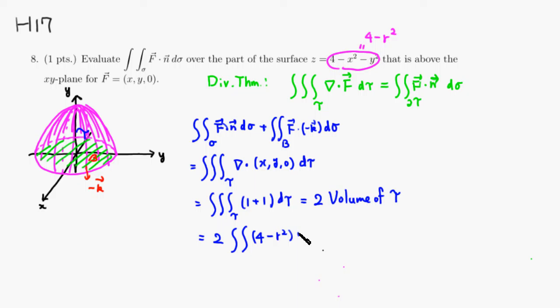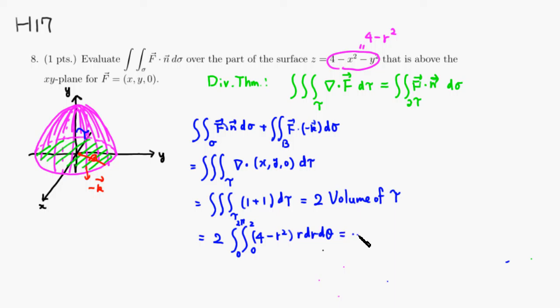So 4 minus r squared, and then r dr d theta. For fixed theta, r goes from 0 to 2, because the radius is 2 there. Theta is going to go all the way around, so it's 0 to 2 pi. You compute that and you can get the answer, so I'll let you do that.